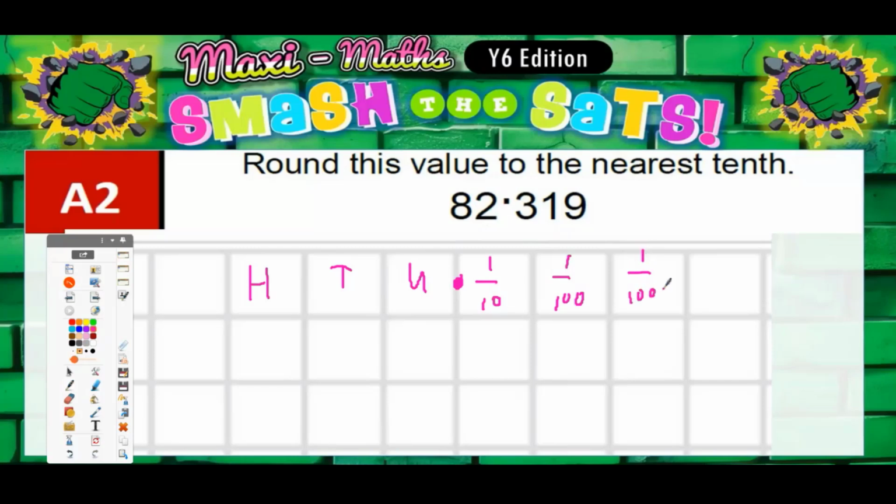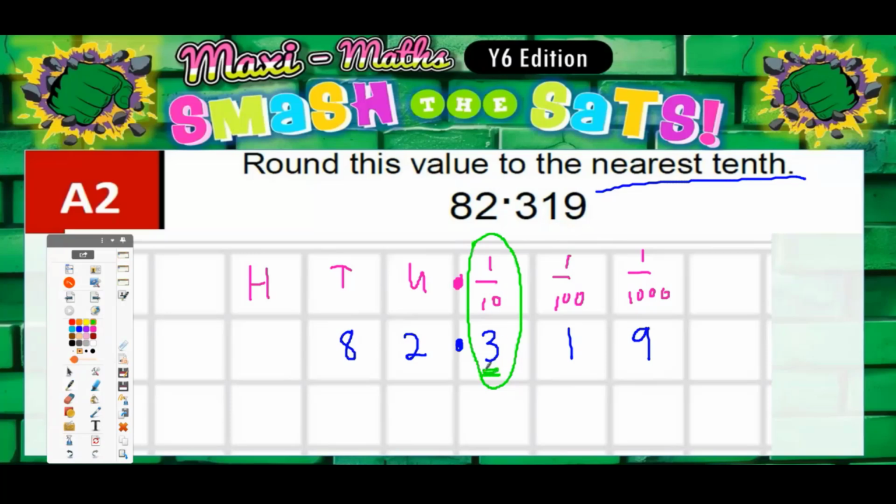So if we now fill in the digits that we've got, so 82 is obviously 8 tens, 2 units, obviously no hundreds, then the decimal point, and then 319 means it's 3 tenths, 1 hundredth and 9 thousandths. So it would look like that, 82.319. And we're going to the nearest tenth. So we need to identify the tenths column. So the tenths column is this one.